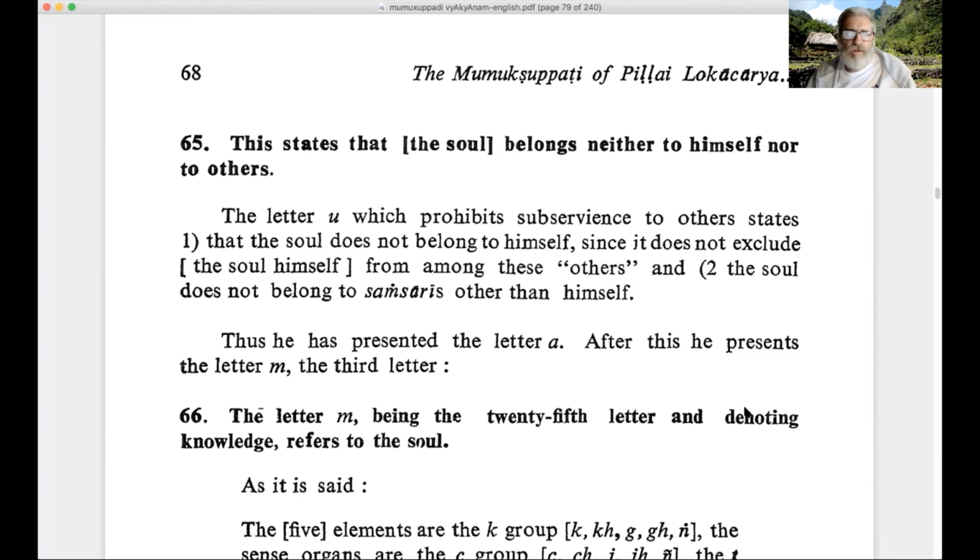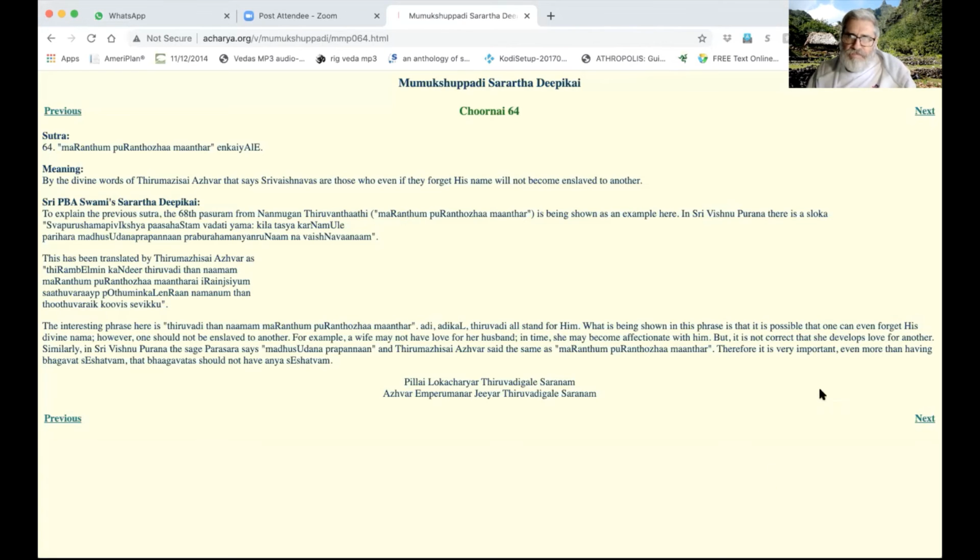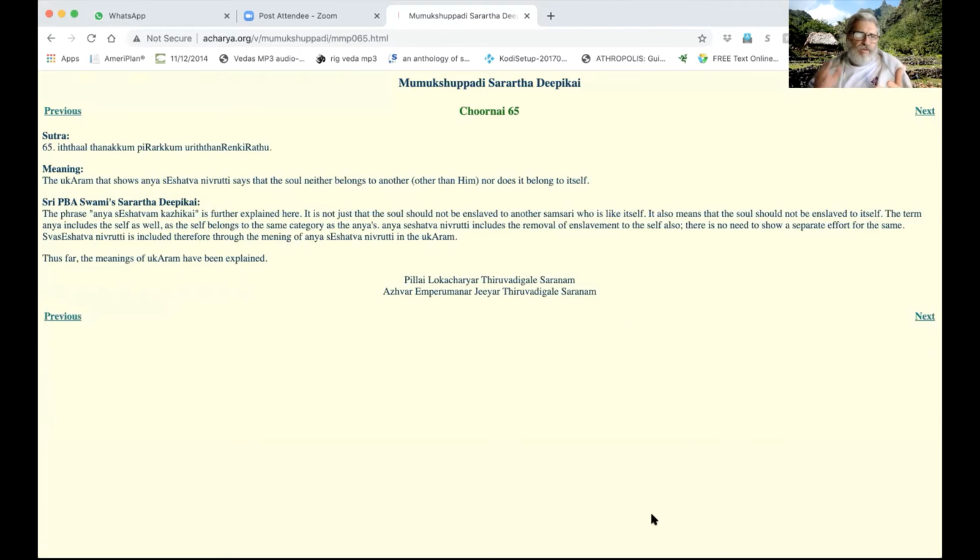So now we're coming to the end of this section. Let's have another quick look and see what Vivekananda says about the 65th Sutra. Again, the sutra is the letter U, the ukaram, that shows ananya sheshatva nivritti, or not being subservient to any others. It says that the soul neither belongs to another, other than the Supreme Lord, nor does it belong to itself. So the phrase ananya sheshatva nivritti is further explained here. We're explaining what not being subservient to others means.